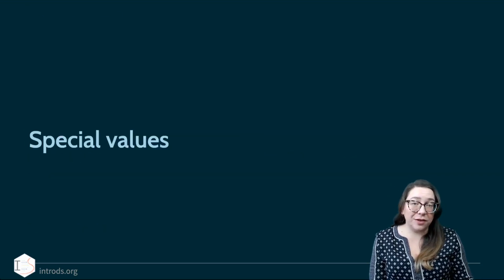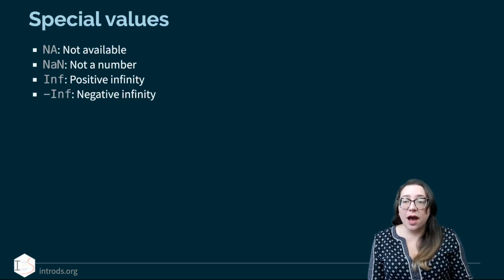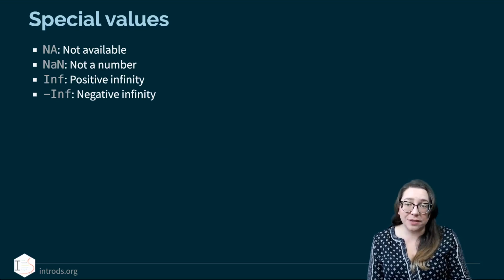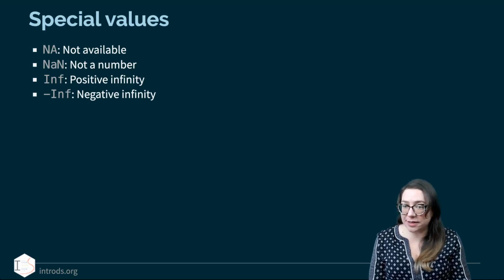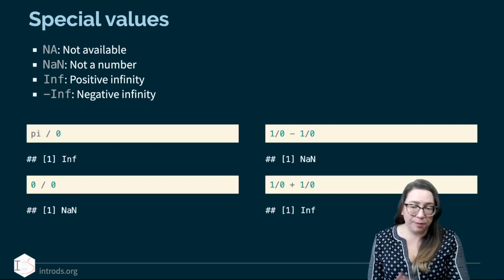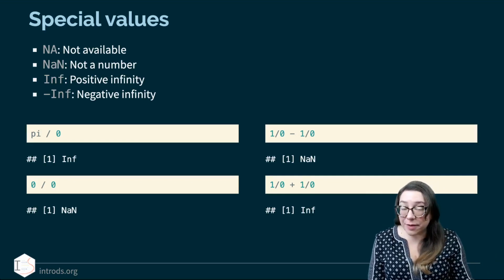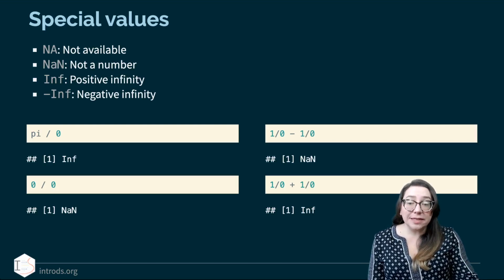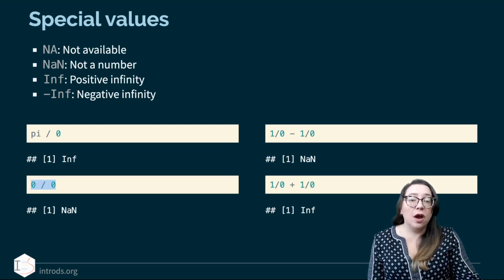Before we wrap up this video, let's also talk about special values. R has a few special values. Some of them are NA, which stands for not available, NaN, which is not a number, Inf, which is positive infinity, and -Inf, which is negative infinity. For example, pi, which is the number 3.14 and so on, divided by 0. Whenever we divide a number by 0, it's defined as infinity, so R gives me Inf. 0 divided by 0 is not defined, so that gives me NaN.